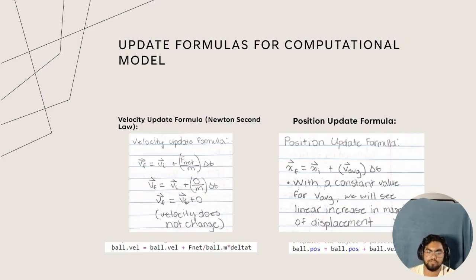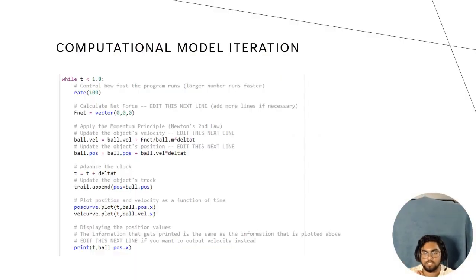The position update formula, we took that velocity that we got from the velocity update formula, threw it into average velocity, and multiplied it by delta t, and then added it to our initial position to get our current position. And you can see that implementation in the code down here.